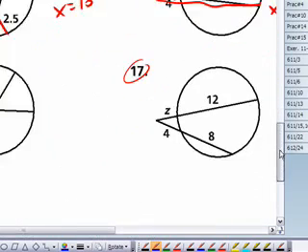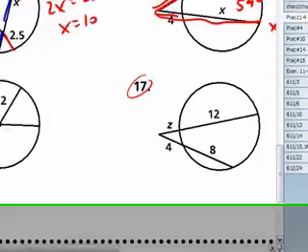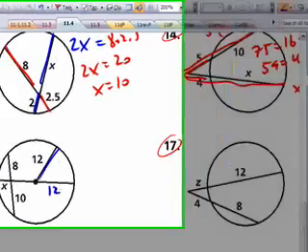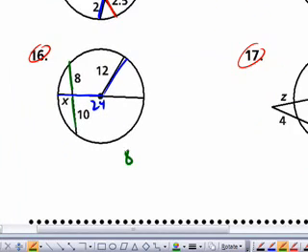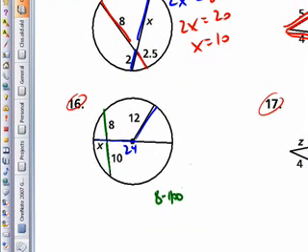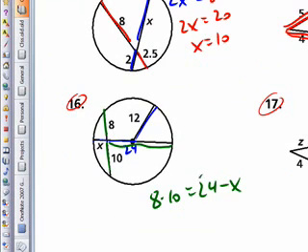Okay, for this one, let's see. All right, the radius is 12, so that means that this is going to be 12 as well. And that means the entire diameter will be 24. So what we can do is say 8 times 10 is equal to this piece, which is x, times this other piece. And if the whole thing's 24 and this is x, this piece in here must be 24 minus x. So 24 minus x times x.